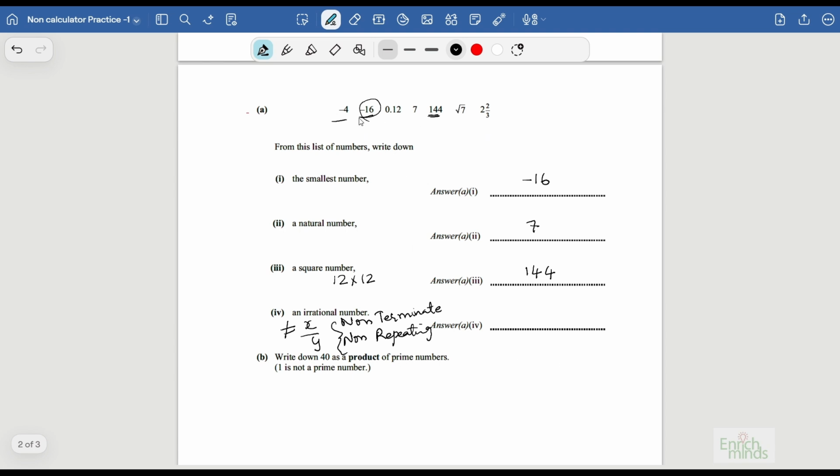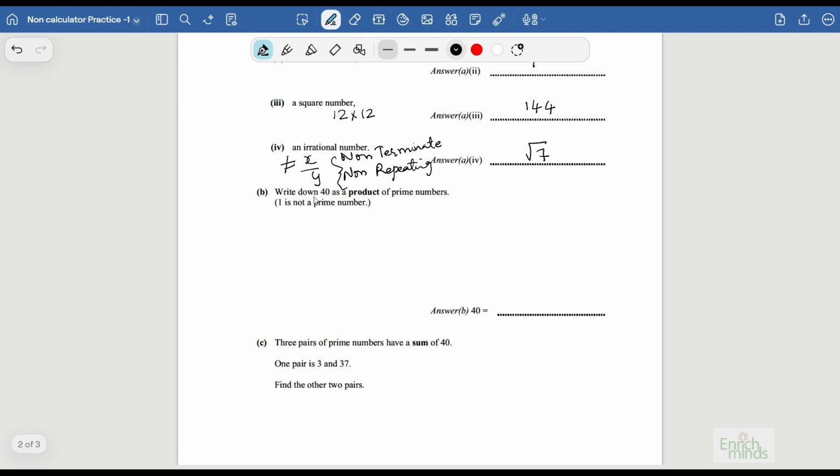So from these numbers, -4 and -16 are integers. Integers or whole numbers are rational. 0.12 is a terminating decimal. That's also a rational number. 2/2 is already expressed as a fraction. That's a rational number. The only number which remains here, which cannot be expressed as a fraction, is √7. So that's the irrational number. If you try to find its decimal equivalent value, the number will never end and it will not have any pattern. None of the digits are repeating, or follow any pattern.